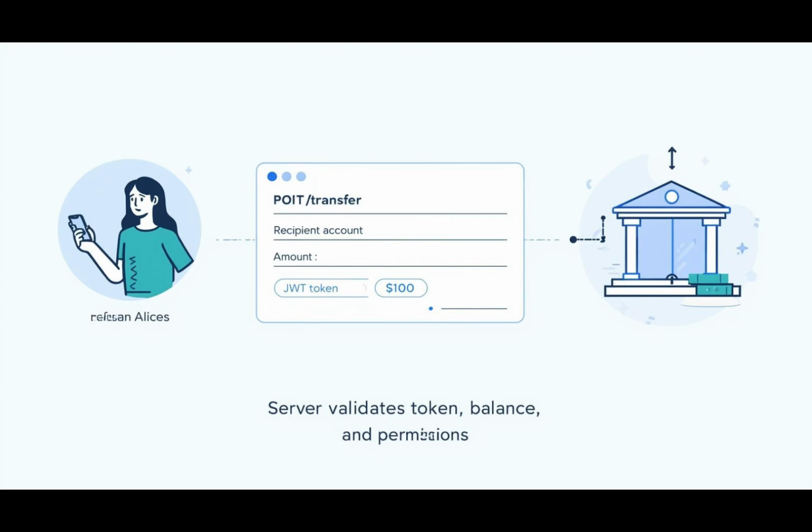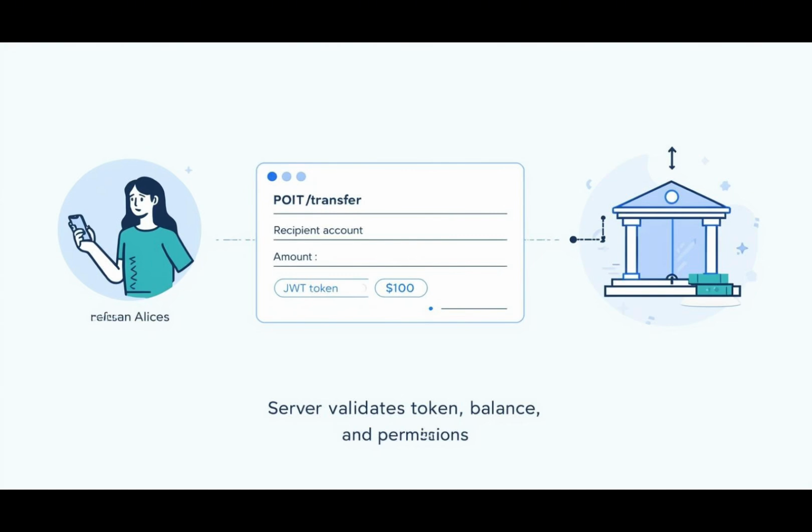1. Is the JWT valid? 2. Does Alice have enough balance? 3. Does Alice have permission to transfer money? If everything checks out, the server updates both accounts and sends a success response back. Notice how Alice's password never had to be sent again. The JWT handled all the security.